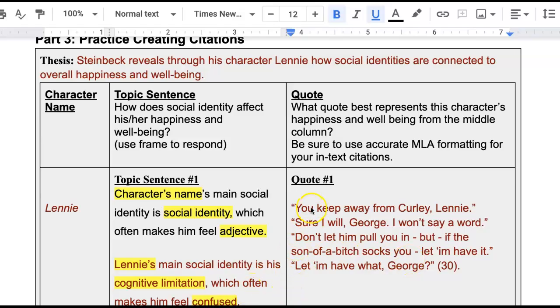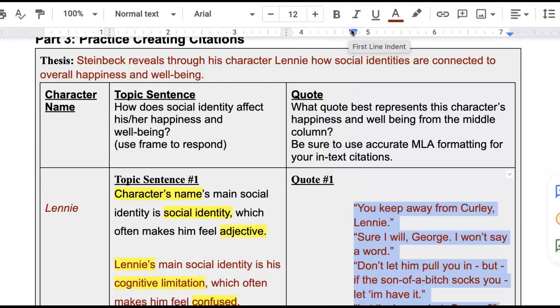Now notice that this quote is 4 lines. This one, because it's short, but it's 4 lines of dialogue. So that means that I have to indent it. So watch how I indent it. Here we go. You're going to do this along with me. You're going to highlight the whole thing, come up to the ruler, and pull it over about 10 spaces.